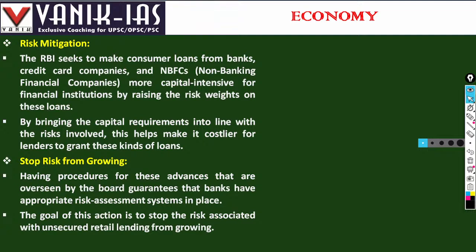Risk mitigation: the RBI seeks to make consumer loans from banks, credit card companies, and NBFCs, non-banking financial companies, more capital intensive for financial institutions by raising the risk weight on these loans. By bringing the capital requirement into line with the risk involved, this helps make it costlier for lenders to grant these kinds of loans. To stop risk from growing, the procedures for these advances are overseen to guarantee that banks have appropriate risk assessment systems in place. The goal of this action is to stop the risk associated with unsecured retail lending from growing.